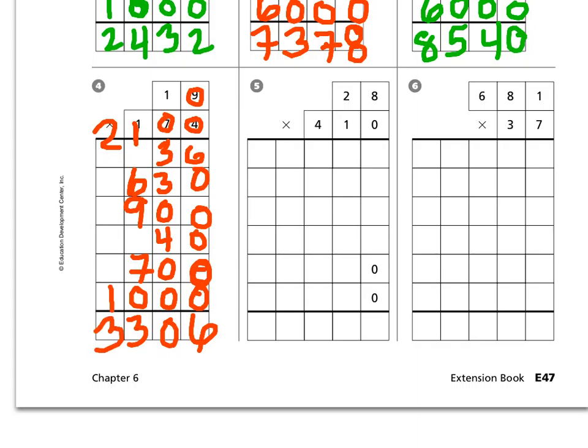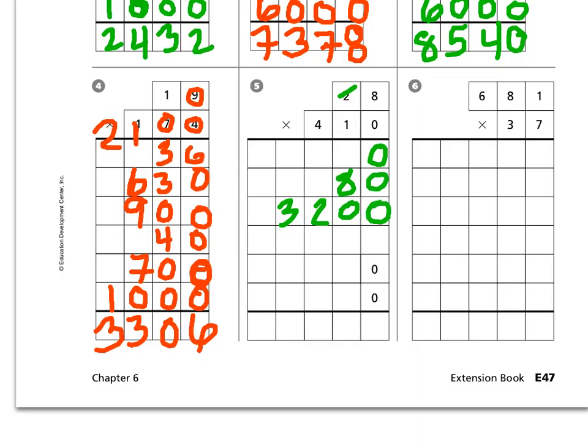Let's look at number 5. I'm going to go ahead and cover up the 2, the 1, and the 4. And I have 8 times 0, which is 0. Then I'm going to uncover the 1, and I have 8 times 10, which is going to be 80. And then I'm going to make the 1 a 0, and I'm going to uncover the 4. 8 times 400. I know that 8 times 4 is 32, plus 2 zeros.